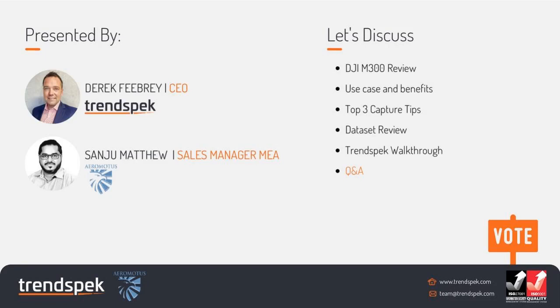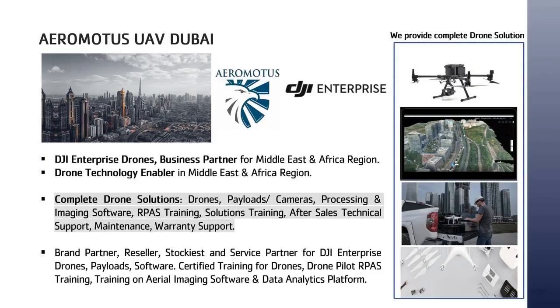So in terms of what we're seeing here, it's a fairly even split across commercial buildings, infrastructure, oil and energy. So we'll take that into consideration as we go. So I will hand over to Sanju now, and we'll have a look through the DJI M300. Over to you, Sanju.